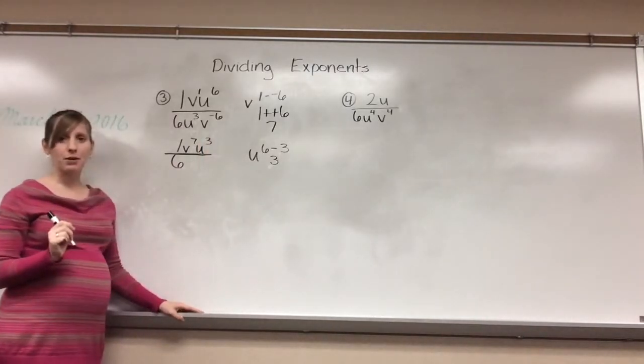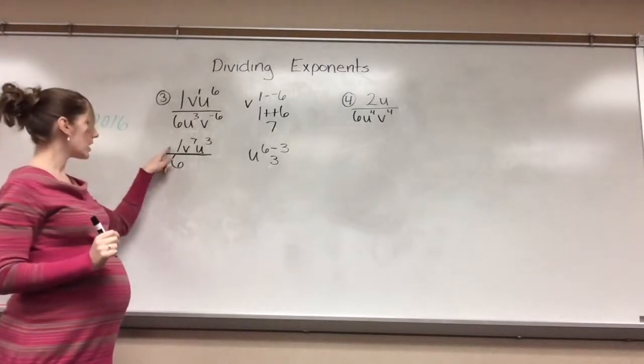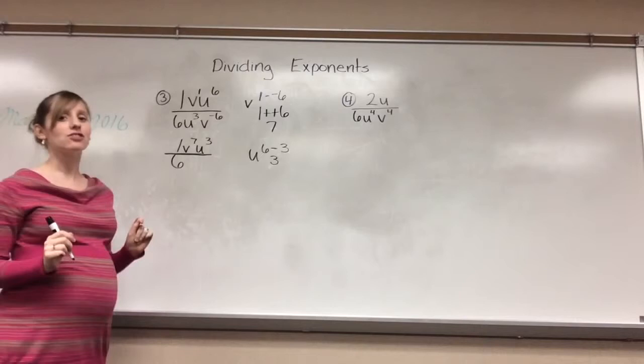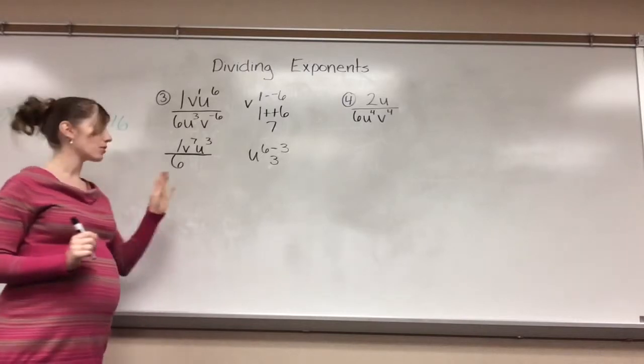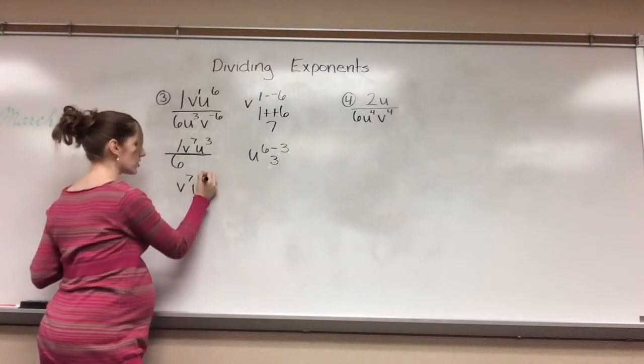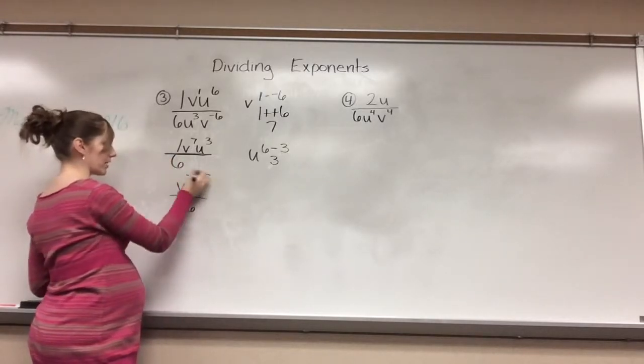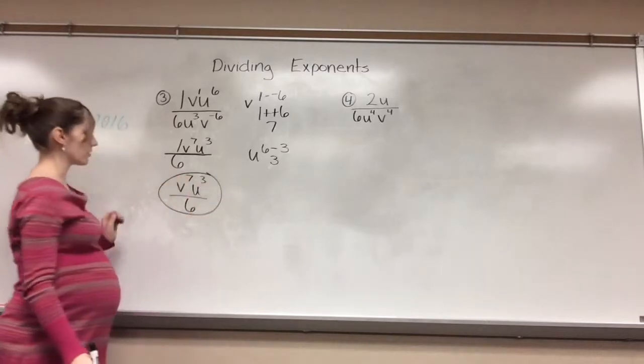Now, one last thing I want to point out. This is the correct answer, however, 1 times V to the 7th is just V to the 7th. So they will write the answer as V to the 7th, U to the 3rd, all over 6. They will not put the 1 in front. So this would be our solution for number 3.